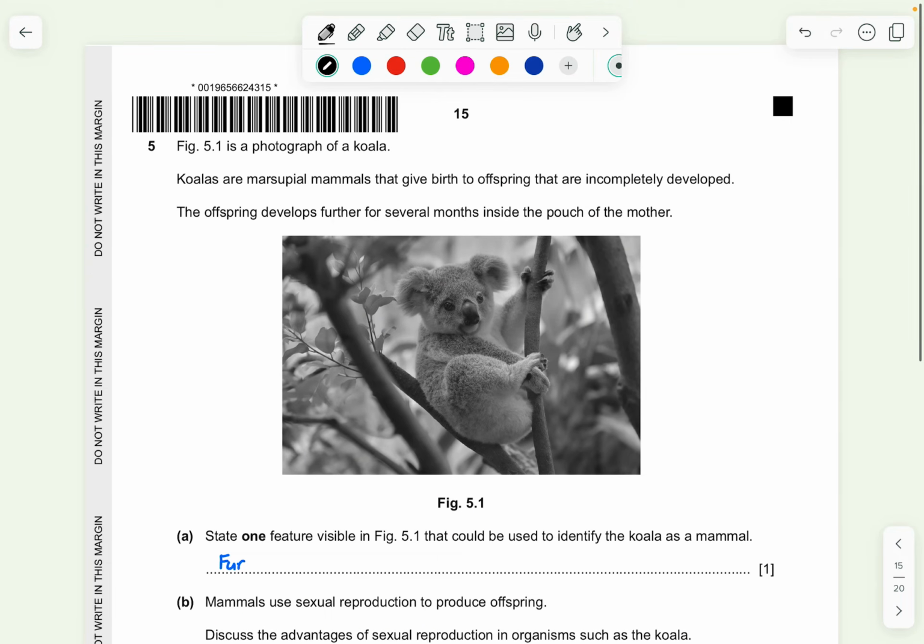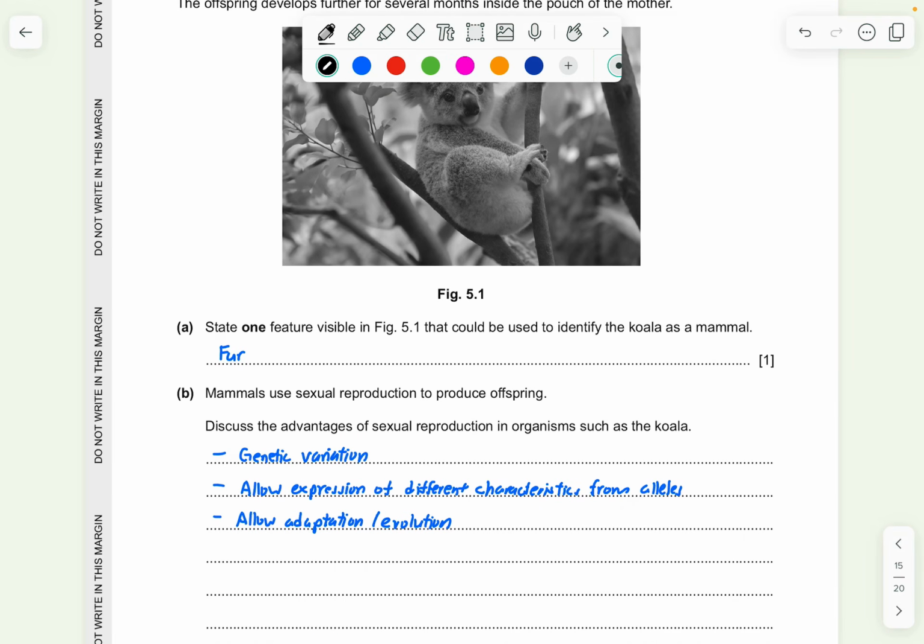Question 5, figure 5.1 is a photograph of a koala. Koalas are marsupial mammals that give birth to offspring that are incompletely developed. The offspring develops further for several months inside the pouch of the mother. State one feature that identifies koala as a mammal. A very easy way to find is that they have fur, or you can say they have external ears or pinna.